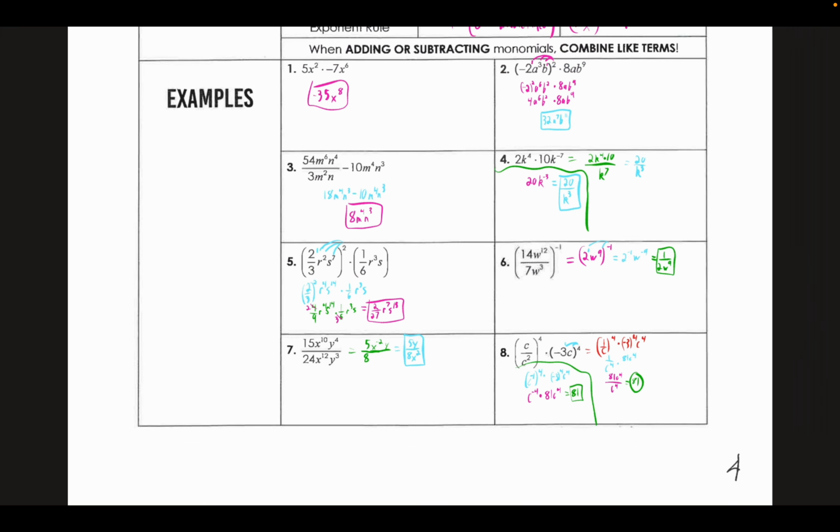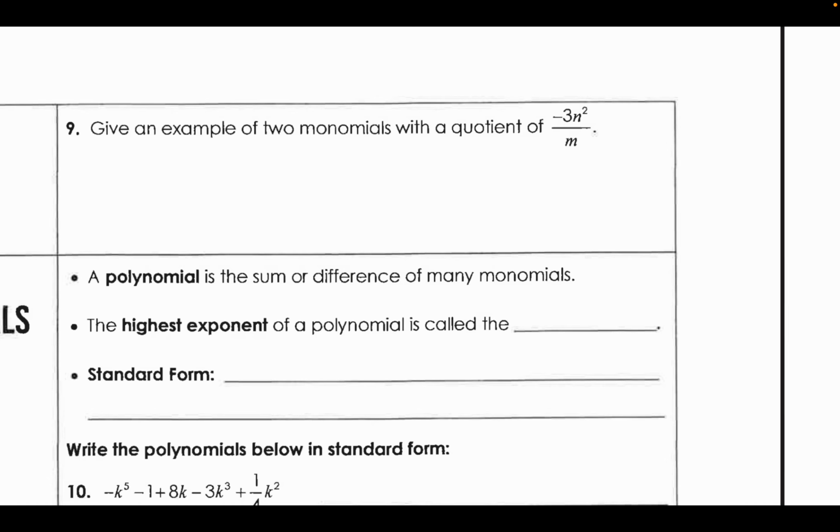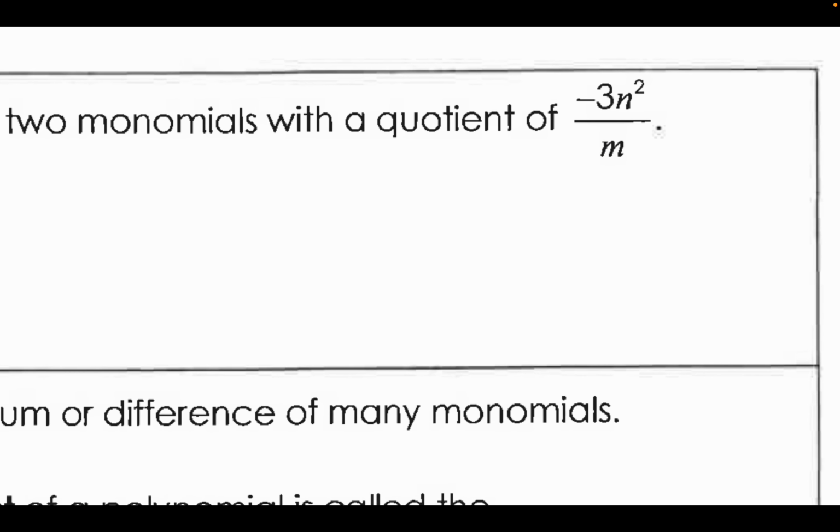Moving on. It says to give an example of two monomials that when dividing have a quotient of negative 3n squared over m. So we need to give a problem essentially that reduces to this. So remember, this is not a monomial, but this is a quotient of monomials. Monomial divided by monomial, because a monomial doesn't have a variable in the denominator. So I need them to reduce to negative 3. So my coefficients are just something that reduces to negative 3. So I could do like negative 36 on the top, for example, and positive 12 on the bottom. That would reduce to negative 3.